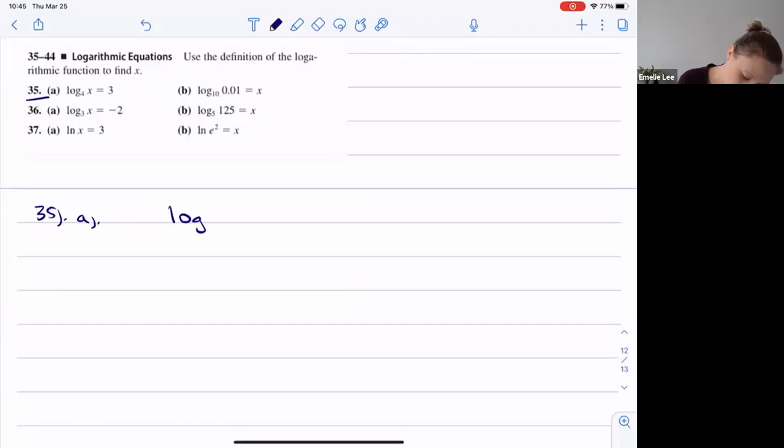I have log base 4 of x equals 3. So remember how we rewrite this? 4 to the power of 3 equals x, right? So we're going to rewrite it as an exponential function in order to be able to solve for x. This means that 4 to the power of 3 equals x.